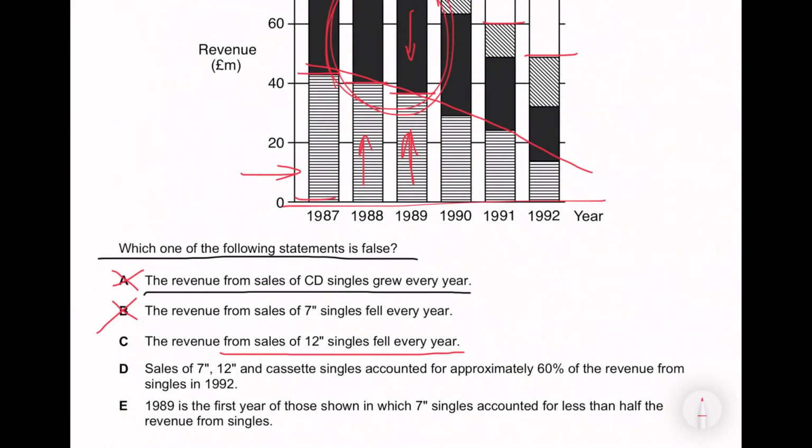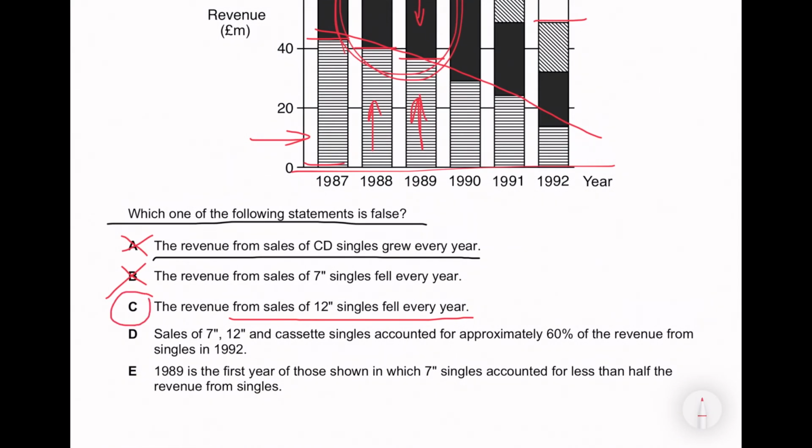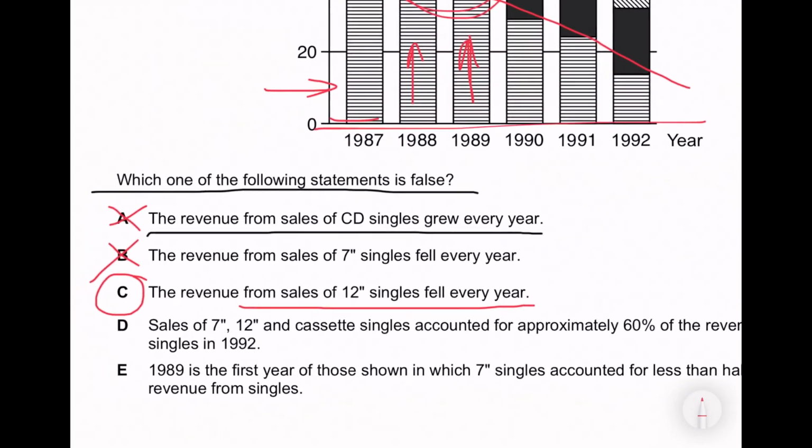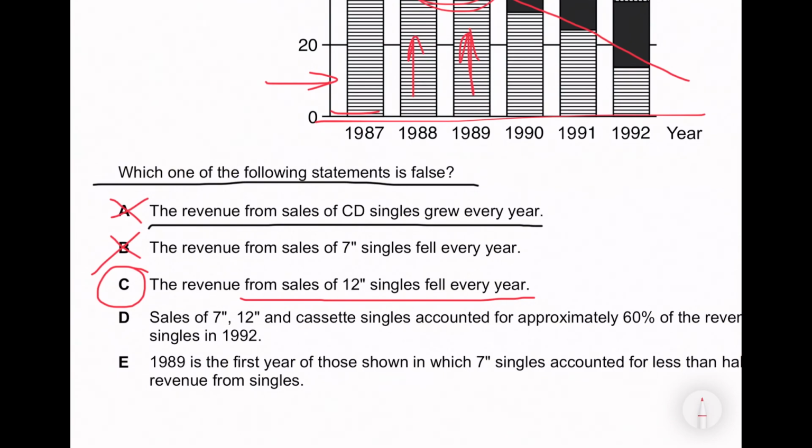Because this statement is false, this must be the correct answer. The correct answer is C. The revenue from sales of 12-inch singles did not fall every year.